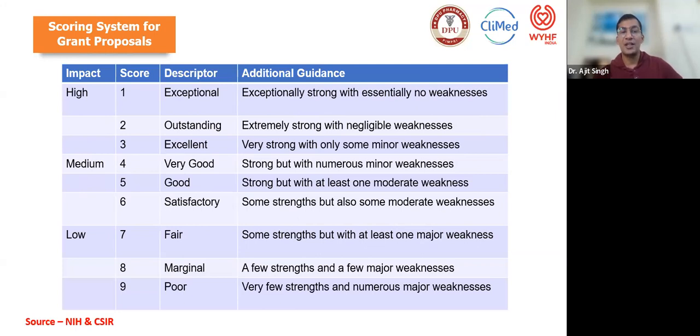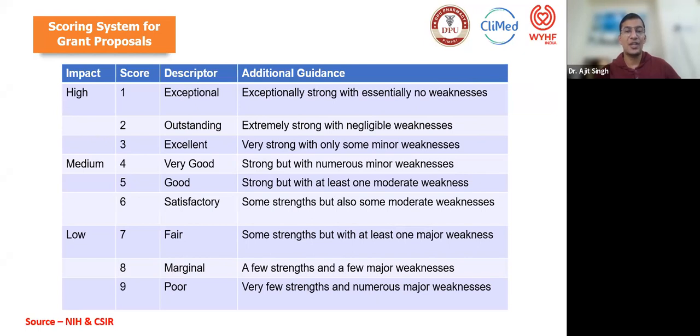Score number 1 will be exceptional, exceptionally strong, with essentially no weaknesses. So there will be no weakness in the scoring system. There are 5 core criteria, those were the innovation, significance, institutional support, and investigators. Out of those 5, there is no weakness. All are exceptionally strong. Your proposal is wonderful, exceptional.